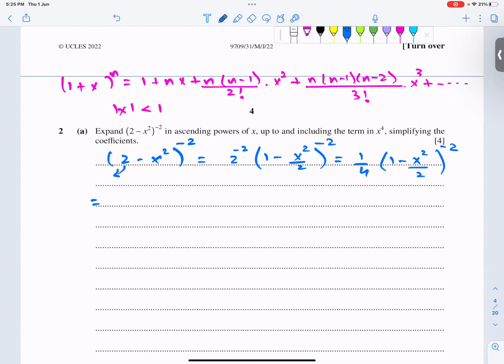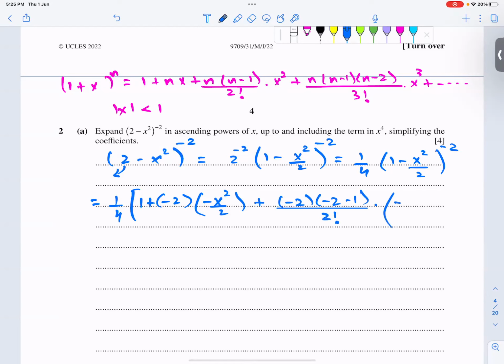So this will be 1 over 4, 1 plus nx, okay, where n is minus 2 and x is minus x squared by 2, plus n into n minus 1 divided by 2 factorial into x squared, minus x squared by 2 squared. Now he was saying that you need to express this till x4. So if you pay attention, here we have x squared, and when you take square of that, that will become x4. So we don't need any further terms.